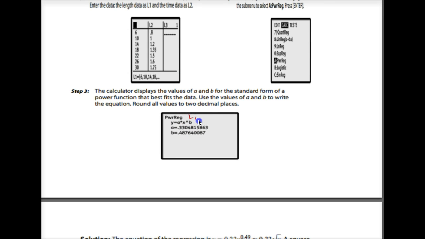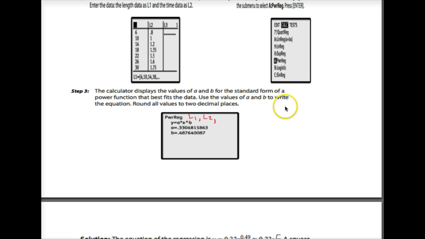Then you're going to press your comma, which is right above the 7 key. Then you're going to press second 2 to type L2. Then you're going to press comma again. And then you're going to type in the Y1.